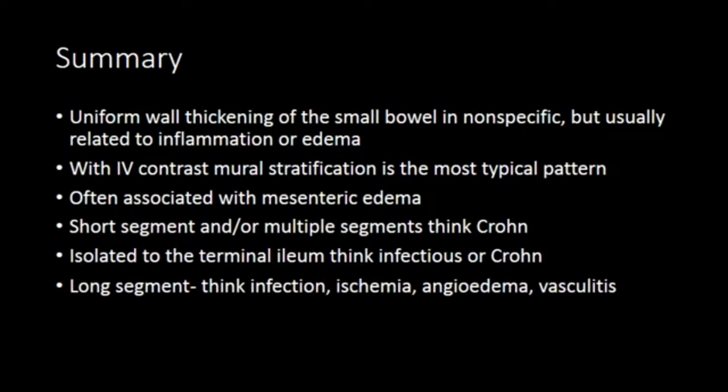If you see short segment or multiple segments, and particularly a short segment of terminal ileum with other skip lesions proximal, think about Crohn disease. If you see something isolated to the terminal ileum, start to think infectious etiologies such as tuberculosis or Yersinia or Crohn disease. If you see very long segment or diffuse involvement of the small bowel, you want to start thinking about viral infections, less commonly bacterial infections, ischemia, angioedema related to ACE inhibitors, or the various vasculitides.